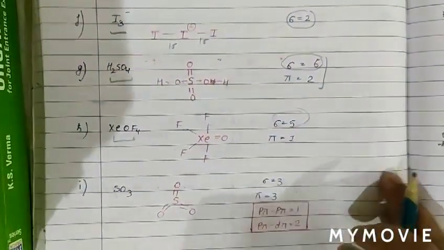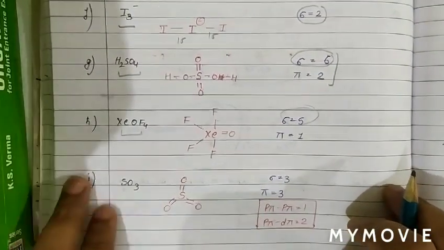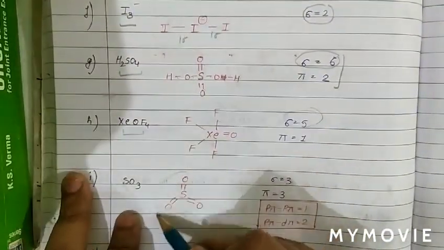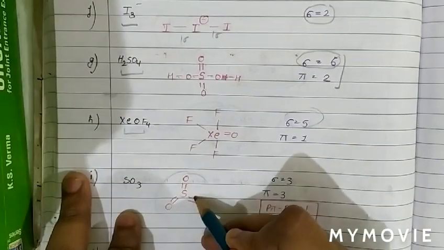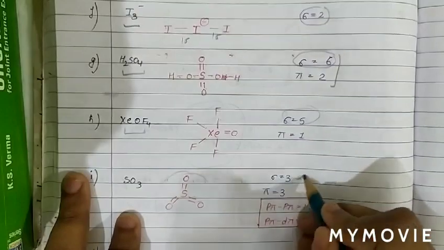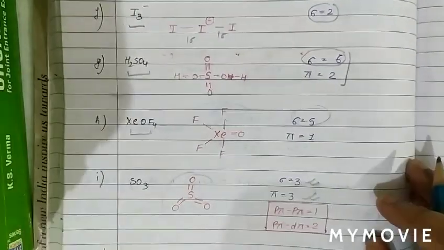See the next example. The next example is SO3. In SO3, we see the structure, and a double bond contains 1 sigma and 1 pi. So 1 sigma, 1 pi, 1 sigma, 1 pi, 1 sigma, 1 pi. It means 3 sigma bonds and 3 pi bonds are there.